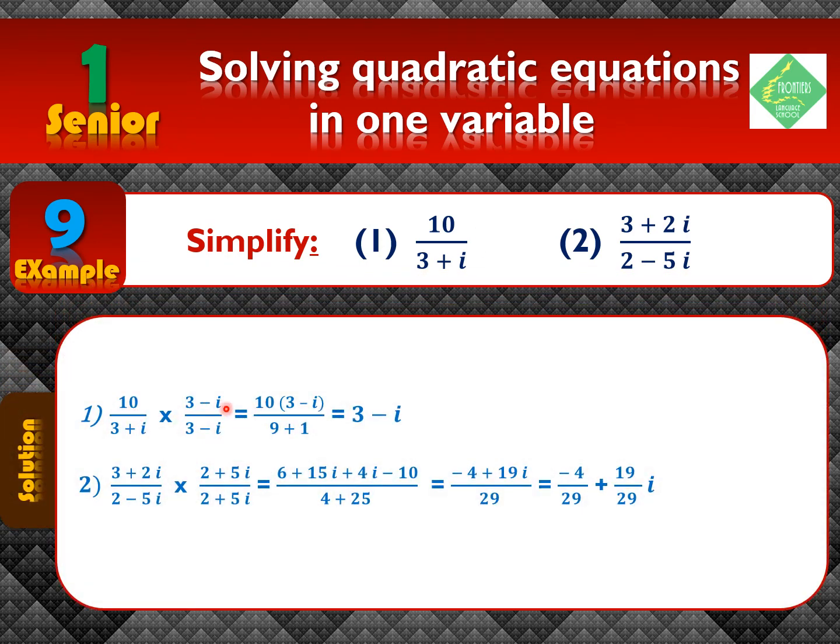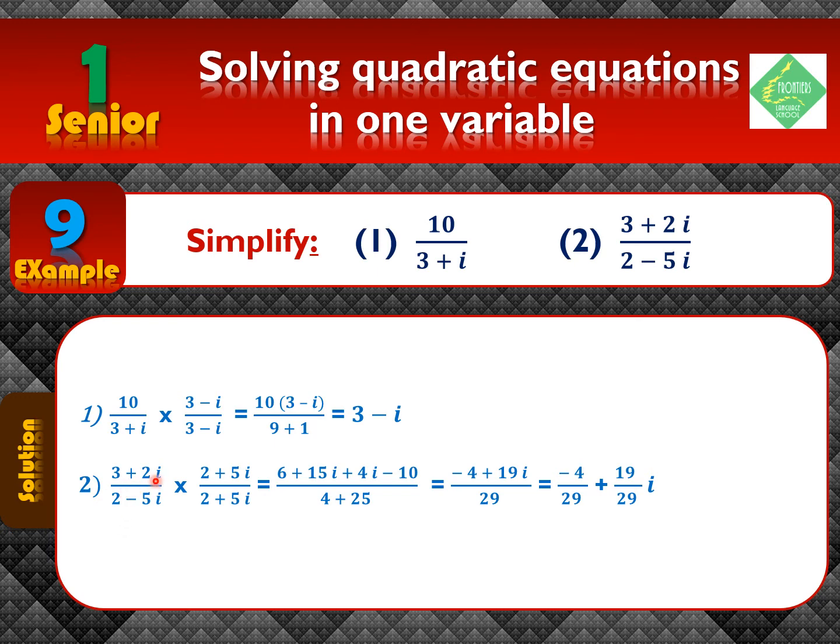Numerator with numerator, you get 10 times 3 minus i. Denominator with denominator, 3 times 3 you will get 9. i multiplying negative i, you get negative i squared. And remember, i squared equals negative 1. So negative i squared equals negative times negative 1, so you get positive 1. So 9 plus 1 is 10. Eliminate 10 in the denominator with 10 in the numerator, you get 3 minus i.